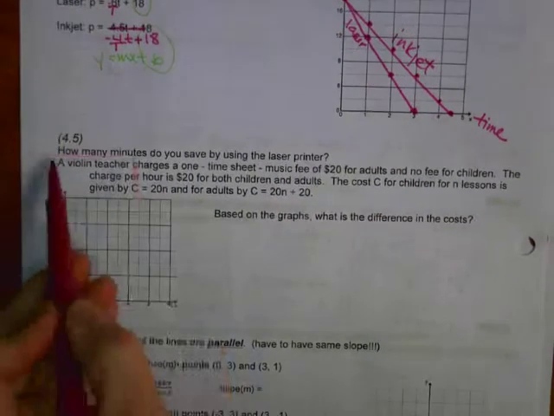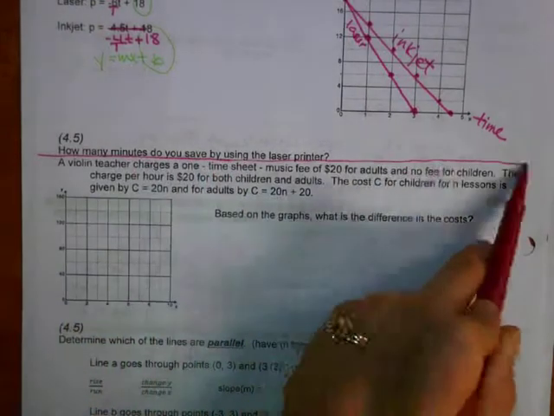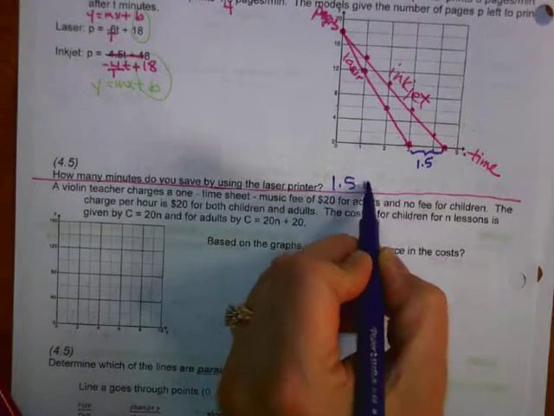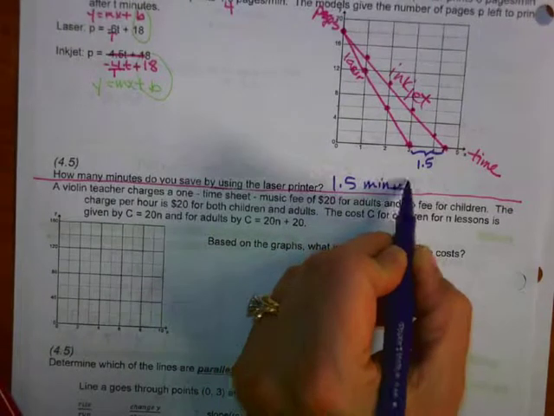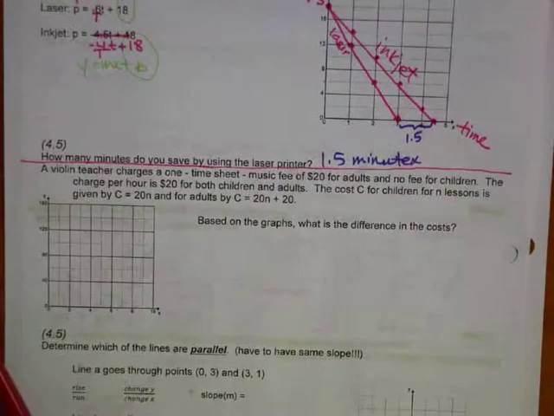It's all right. Take a look at this question right here. This shouldn't be down this low, but this actually goes with that graph. See if you can figure it out. How many minutes do you save using the laser printer? 0.5 minutes is what you're saving. If you just look at this axis right here, you're saving 1.5 minutes.